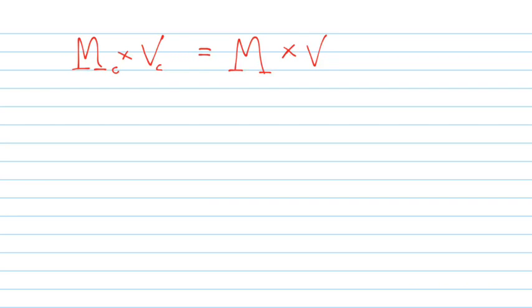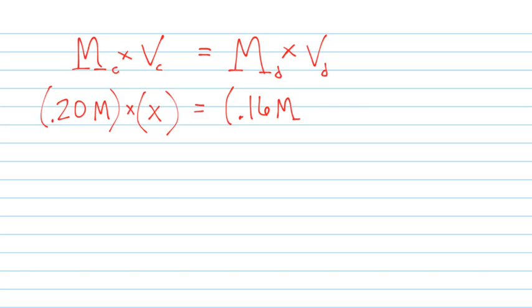So concentrated on the left, dilute on the right. Sometimes you see it with 1s and 2s instead of c's and d's. All right, the molarity of the concentrated, that was our stock solution. It was 0.2 molar. Times the volume of the concentrated, that's what I don't know. I'll call that X, because I was trying to figure out how much stock solution do I need to put in that fourth test tube. And then the molarity of the dilute, that's the solution you're trying to make. We wanted to make it 0.16 molar. And I needed 10 milliliters of that solution.